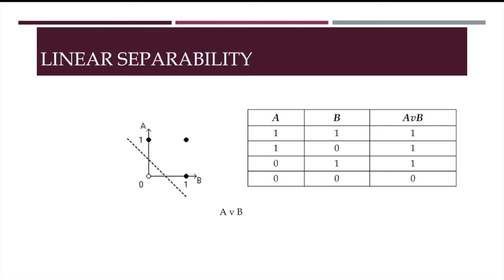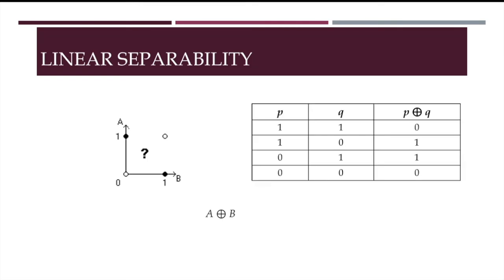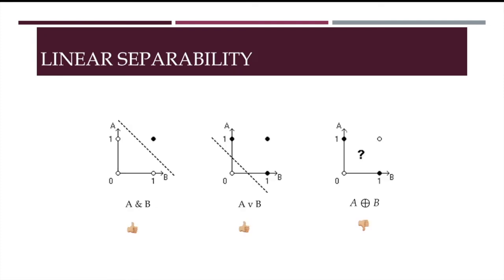Now let's look at inclusive OR. We get 0 only when both A and B are 0, and 1 otherwise. Again, it is easy to trace a straight line that would separate the black dots from the white dots. But things are different when it comes to XOR. There is no single straight line that will separate the white dots from the black ones. In short, Boolean functions like AND and inclusive OR are what is called linearly separable, whereas XOR isn't.